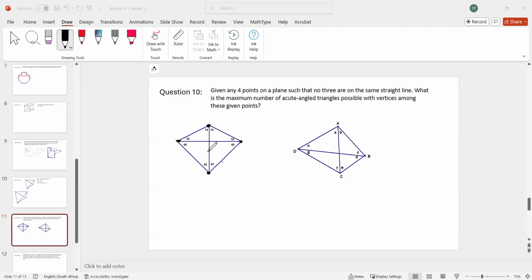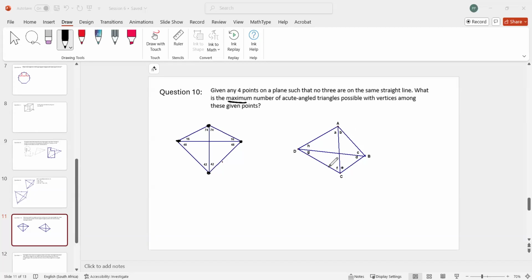You can draw 3 acute angle triangles, but now the question is, they say, what is the maximum number? So the question is, can you draw 4 acute angle triangles? Is it possible to do that? Okay, so if that is the case, then you want all these 4 triangles to be acute, right? When you remove the vertices and add the remaining angles.